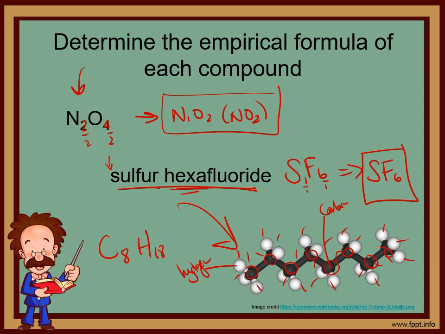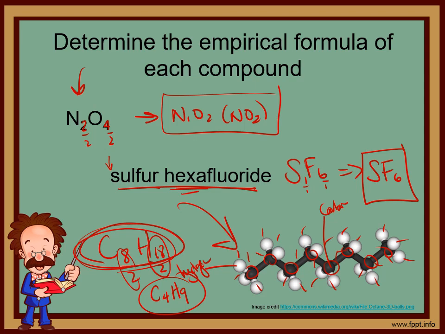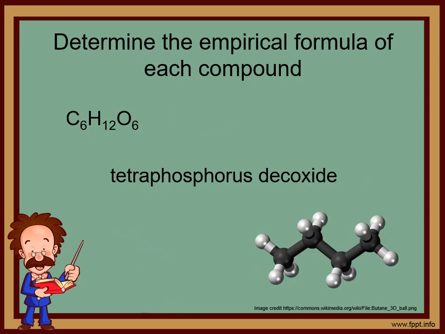18 hydrogens. So my greatest common factor of 8 and 18 is going to be 2. So I can divide both of those by 2. And our empirical formula, this is our molecular formula, our empirical formula will be C4H9 when I divide both of those guys by 2. Empirical formula, molecular formula. All right, these ones are yours to do in the Nearpod.